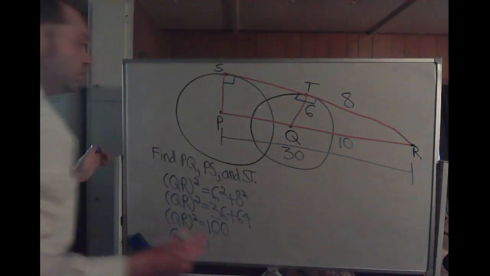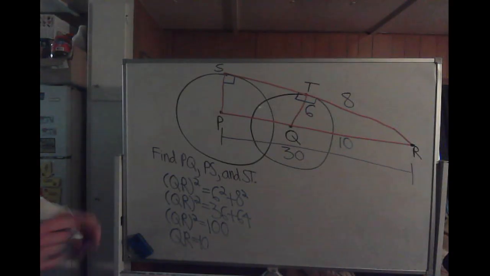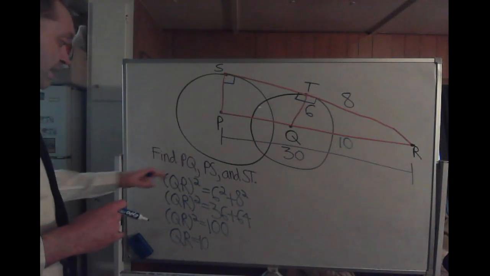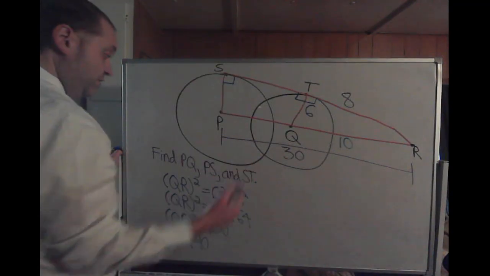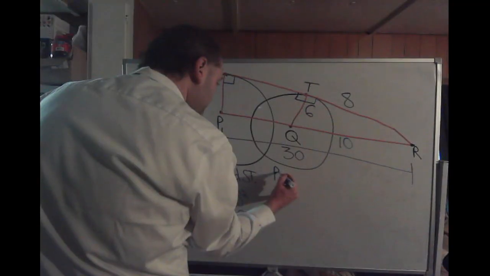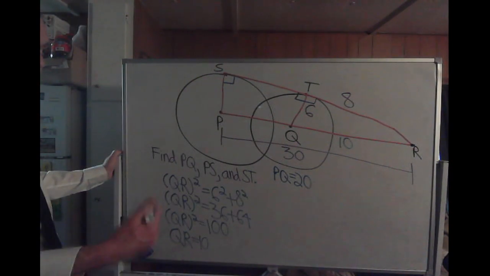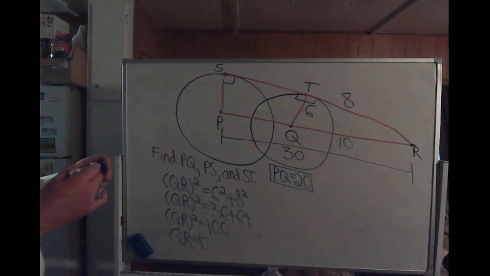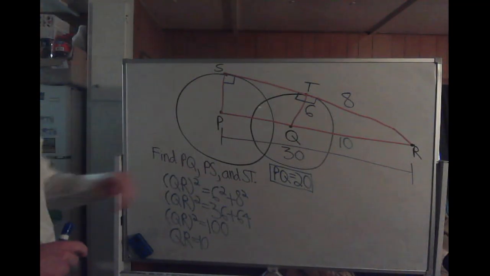Well, we need to find the length of PQ. That's one of the things asked for. What about the length of PQ? PQ is simply going to be the whole PR minus QR. If you take 30 minus 10, you would end up getting 20. So PQ is equal to a length of 20. So we solved for one facet of this. Now we still need to solve for PS and ST.